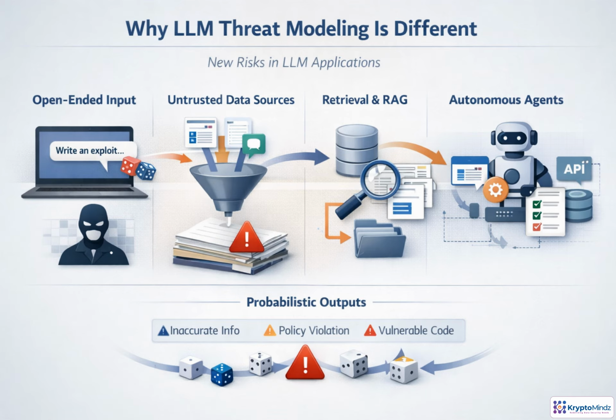LLM threat modeling does not replace traditional application security. It extends it. Users can send open-ended instructions, including attempts to manipulate the model. Retrieved documents and external data can become trusted context, even when they are not trustworthy. Agents may call tools and change real systems. And because outputs are probabilistic, we must plan for unsafe, misleading, or exploitable responses.